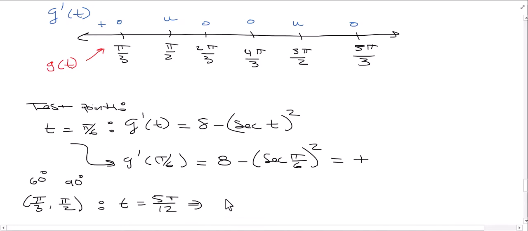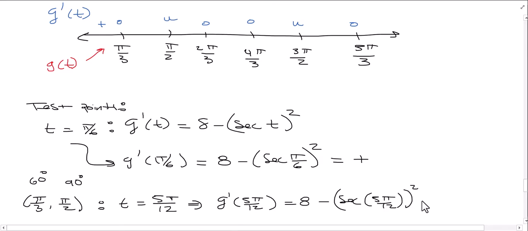And so you could test that. g prime of 5 pi over 12 will be 8 minus secant of 5 pi over 12 squared. You put that on a calculator, and this value is going to be larger than 8. So it's going to give you a negative. So the derivative here is negative, which means that the function is decreasing.